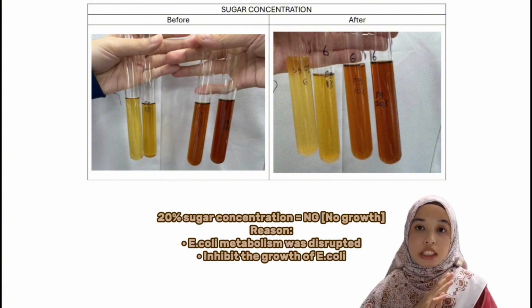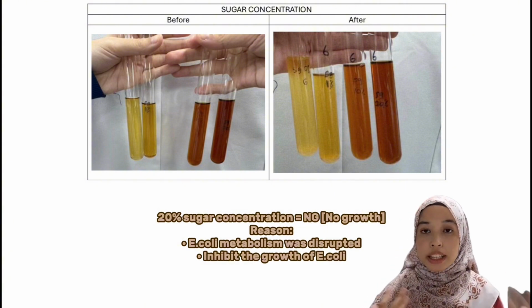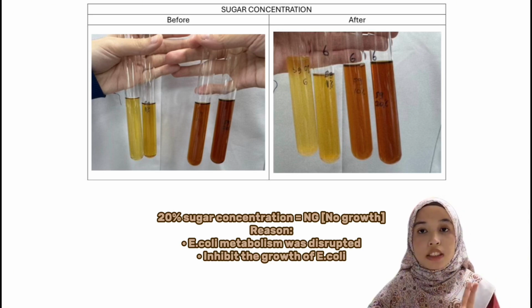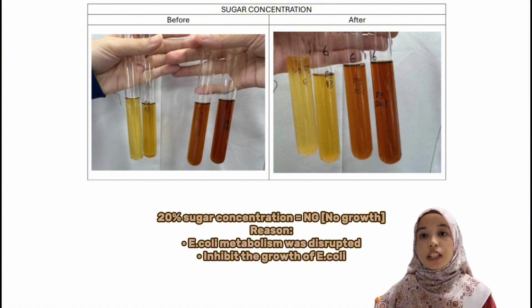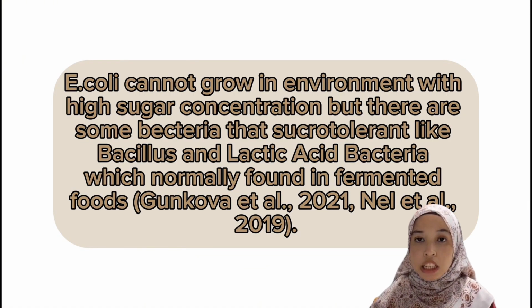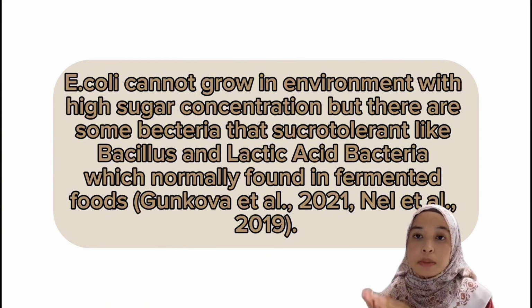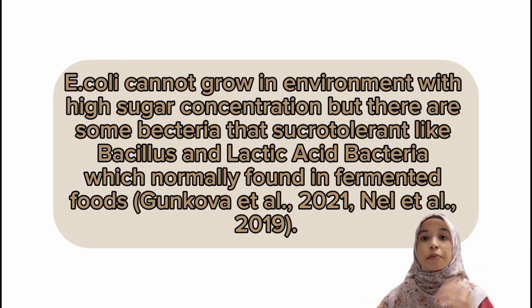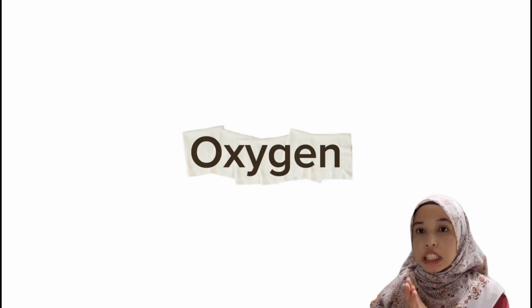In 20% sugar concentration, it also has no growth. This is because it is high in sugar concentration, and second, its metabolism was also disrupted, thus inhibiting the growth of E. coli. E. coli cannot grow in an environment with really high sugar concentration. But there are also other bacteria that can grow, like Bacillus and lactic acid bacteria, which are commonly found in fermented foods.